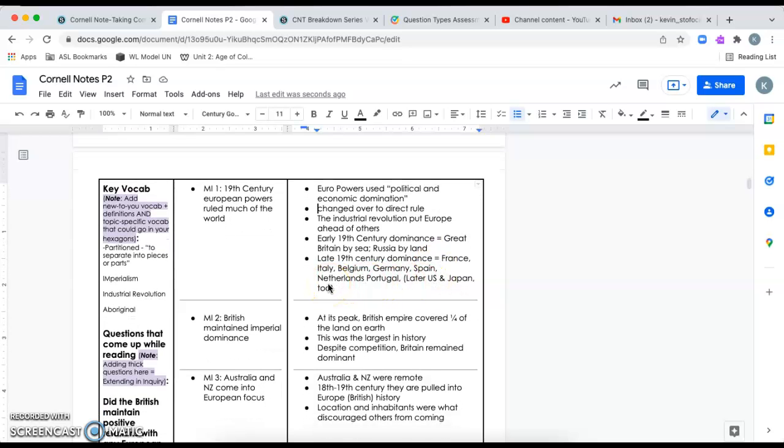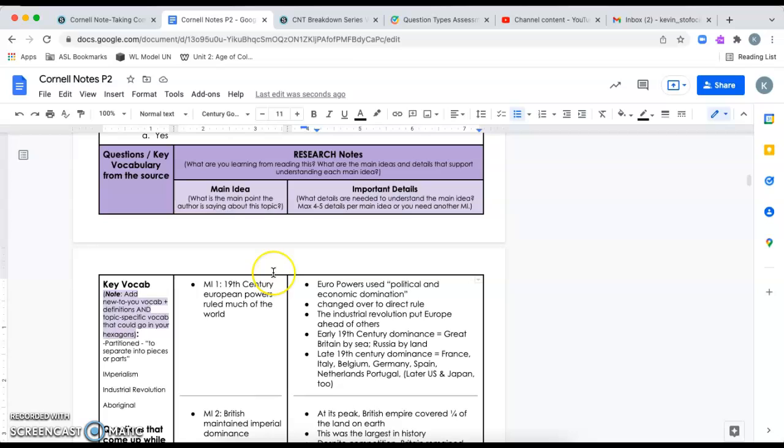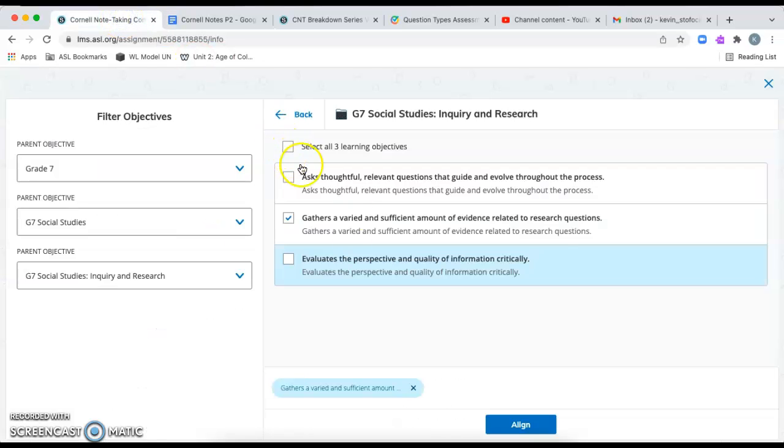If you're saying two things together, you could put a plus sign so it remembers that these two things were being added together. So those are little things that can really help you become better note takers. With that said, I wasn't going to go as deep into this in a video because we did a lot of it in class, but I wanted you to make that connection between how the important details are supporting the main idea, it's your evidence and your claim, and how this all ties back in to that gathers a varied and sufficient amount of evidence related to research questions, that bigger research standard.